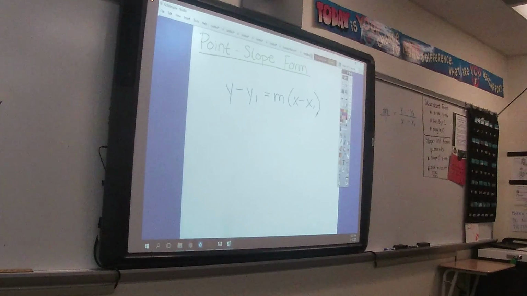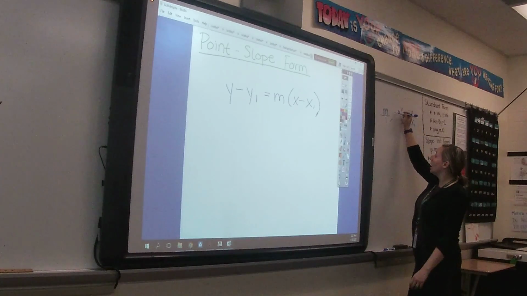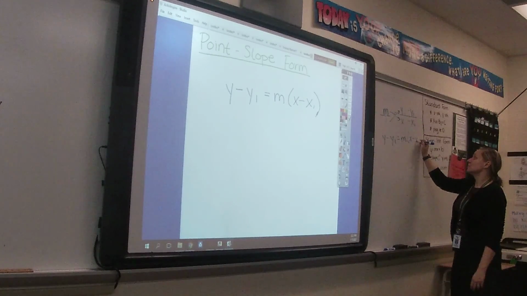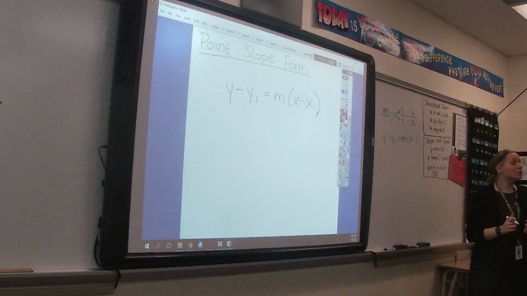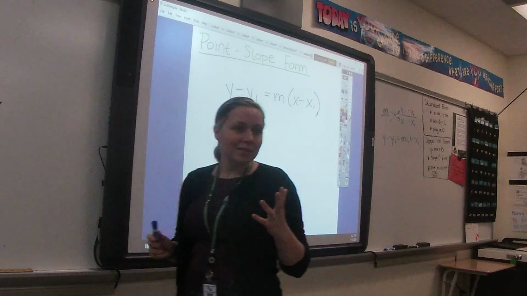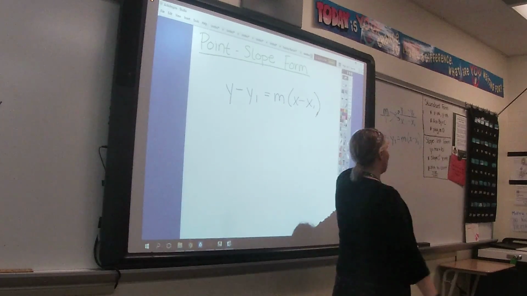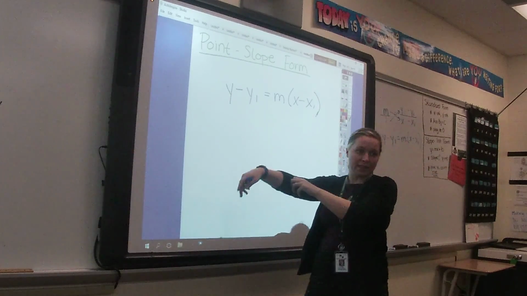Okay, so when we have two fractions set equal to each other, we said that was called a proportion. And we could solve a proportion by cross multiplying. So if we cross multiply, this is really just the slope formula without the fraction written. It didn't just magically appear. We didn't just hit our head and go, oh, I think this should be a new form. It is our slope formula. It's just written so that the fraction isn't there.